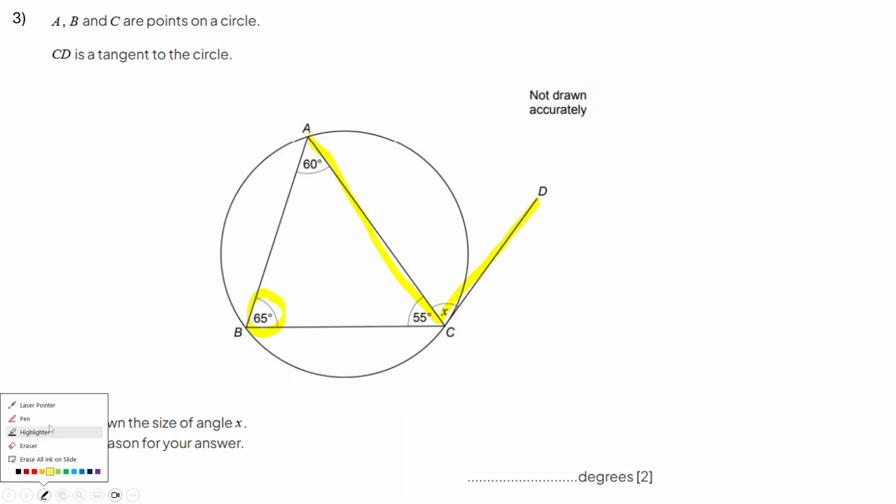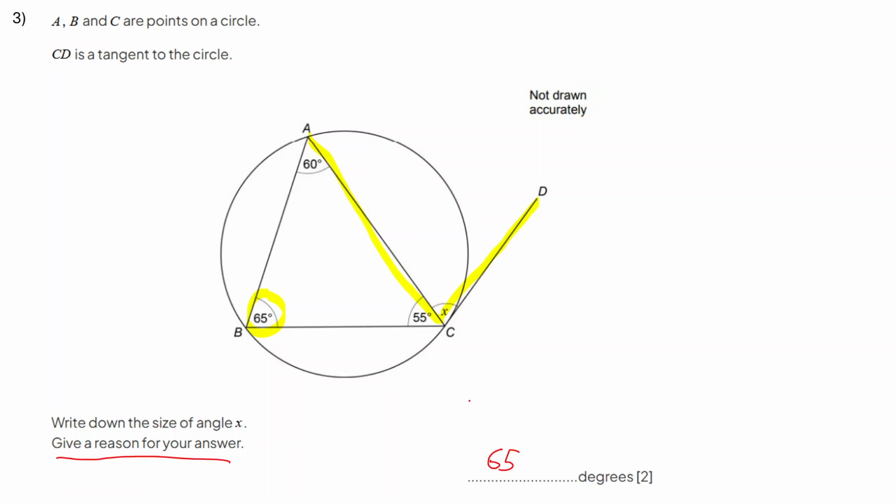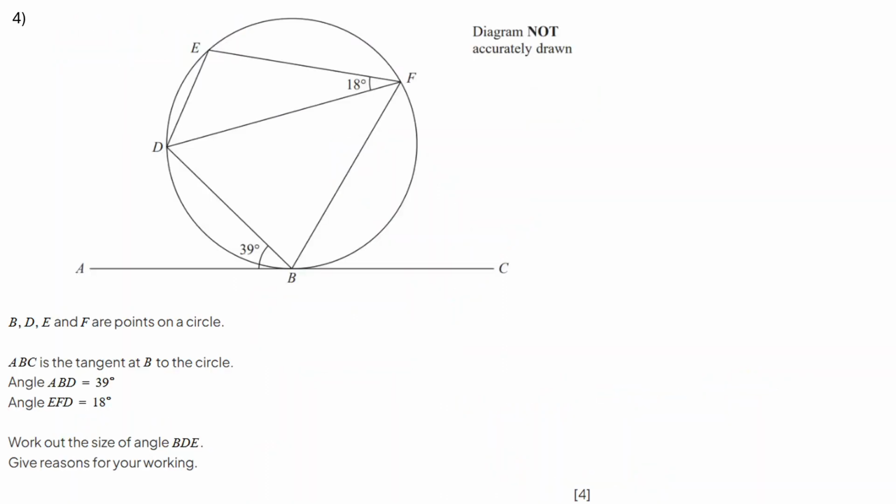So I'm just going to be saying that angle X is equal to 65 degrees, which would get me 1 mark, but I've got to give the reason for the second mark, and you just have to state, because of the alternate segment theorem. Okay, and that would get you the second mark there. And that's it.